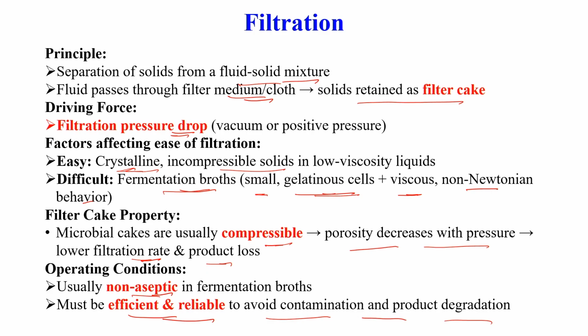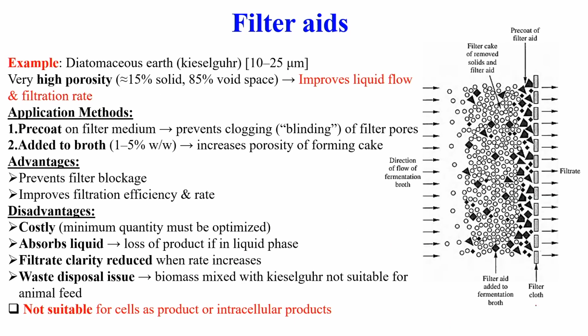So, typically what happens when there is clogging, let us say this is a filter cloth, you are passing your broth and this is the filtrate, and here you just see a cake is deposited. One option to address this is to apply filter aids. One example is diatomaceous earth, and the typical size is in the range of 10 to 25 micrometer, and it has very high porosity, 85% void space. So, it improves the liquid flow and filtration rate.